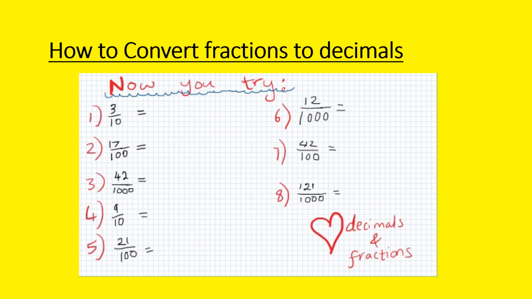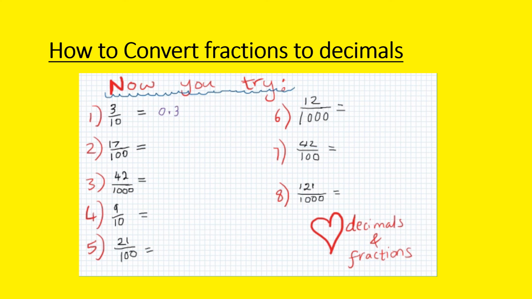Now it's your turn to try. I'm going to do the first 3 for you and see how you get on, and then you do the rest, okay? So we've got 3/10, and now we've got to convert this to a decimal. I'm going to count how many digits I have in the base 10 number, which is 2. So I've got room for only 2 digits. So 0.3 is this answer.